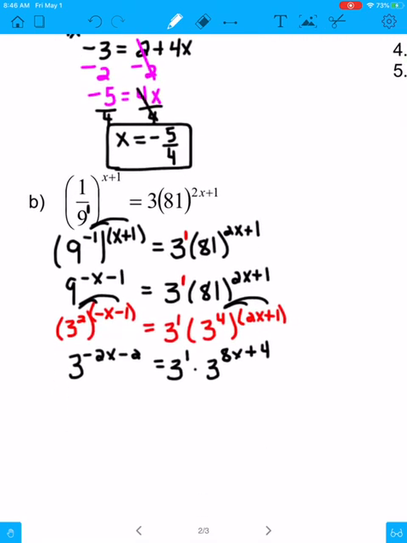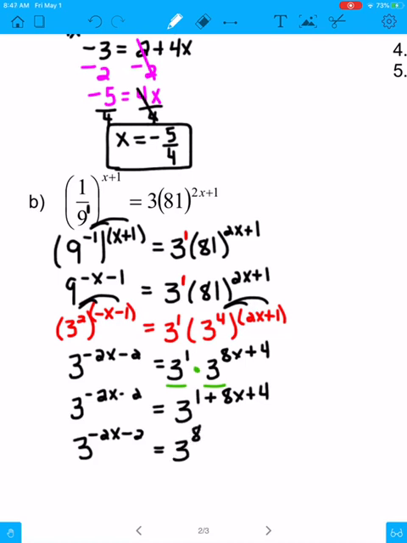Now, my next step was I have to get all these two bases together on this side. Remember, I have two bases that are the same and I'm multiplying. I need to add their exponents. So I'm going to get 3 to the negative 2x minus 2 equals 3 to the 1 plus 8x plus 4, which is 3 to the negative 2x minus 2 equals 3 to the 8x plus 5, because 4 plus 1 is 5.